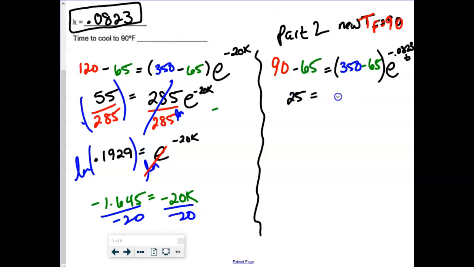25 equals 285. Okay, I'm going to need some decimals from y'all, so at least our work looks a little pretty. What's 25 divided by 285 roughly? I thought it was 0.4545 something.